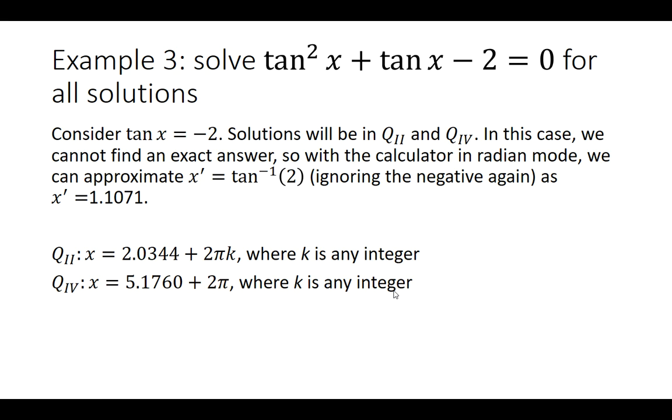So once again, in this case, we had 4 solutions. We had pi over 4 radians, 5 pi over 4 radians, 2.0344 radians, 5.1760 radians, and then plus 2 pi k, where k is any integer, on every one of those.